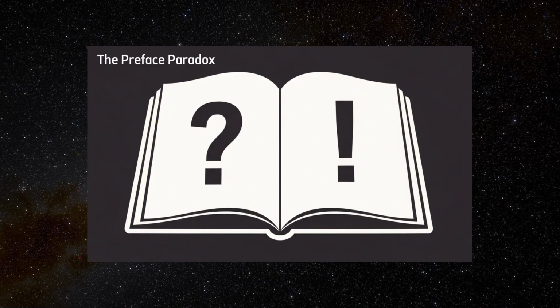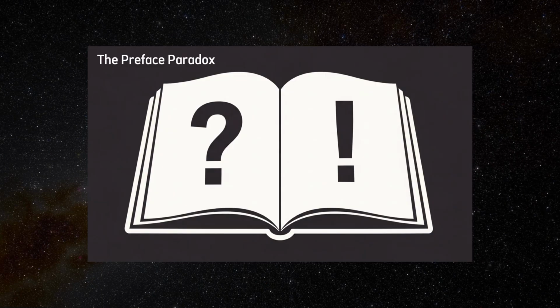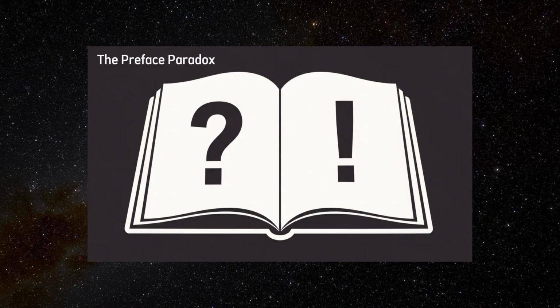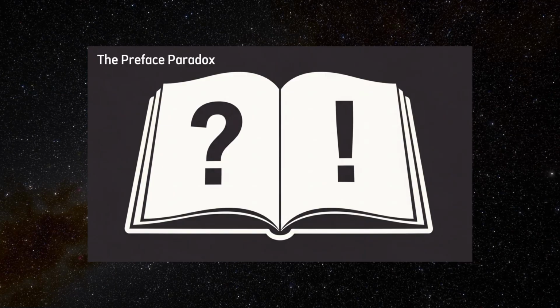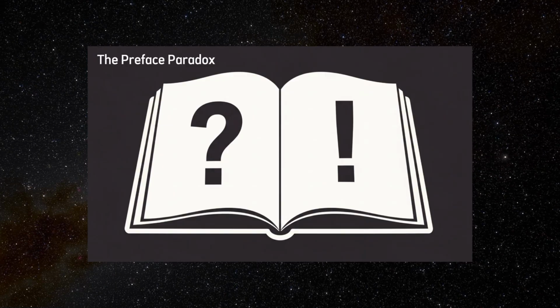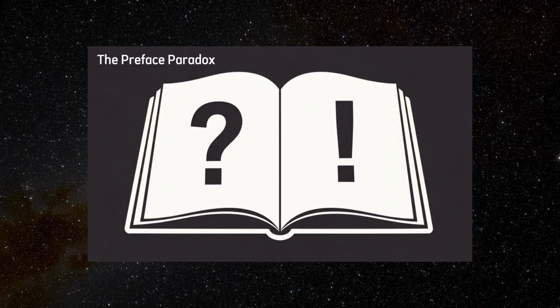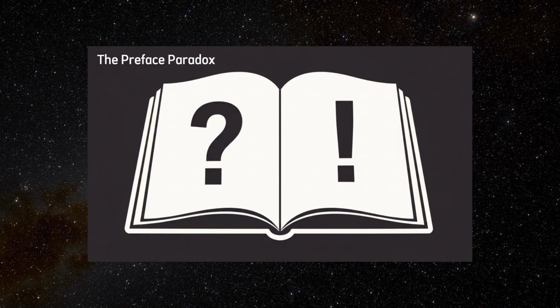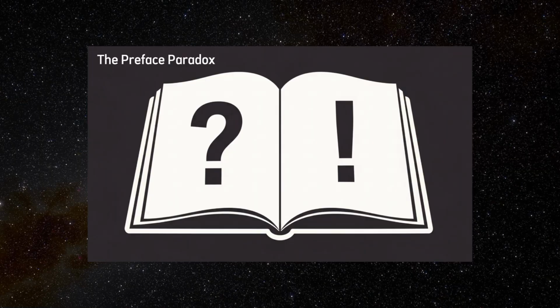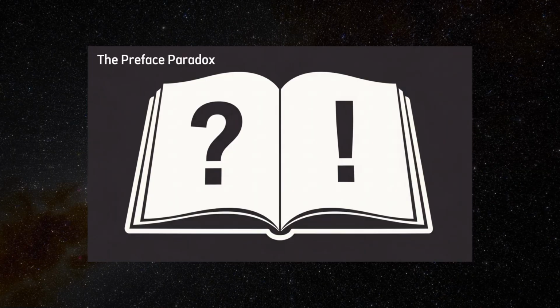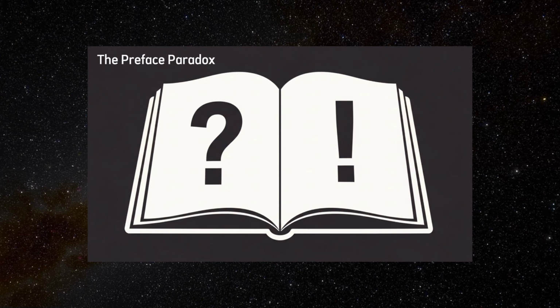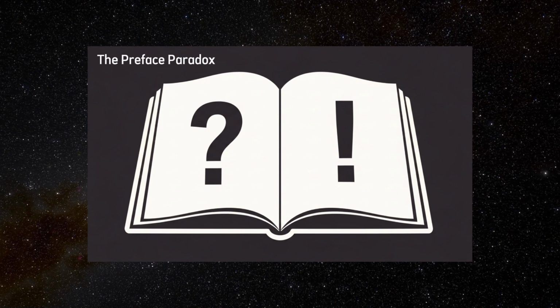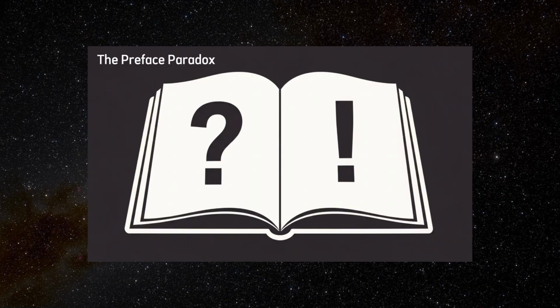Various philosophical responses to the Preface Paradox have been proposed. Some argue that we should abandon the idea that belief should be closed under conjunction, meaning that just because you believe a set of statements individually doesn't mean you should also believe their conjunction. Others propose distinguishing between belief and acceptance, where you accept claims for practical purposes, like writing a book, without committing to the belief that all are true simultaneously.